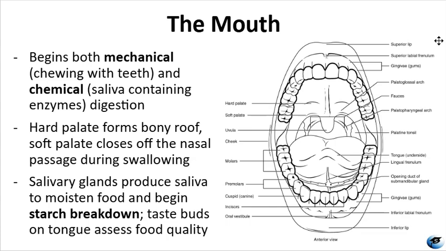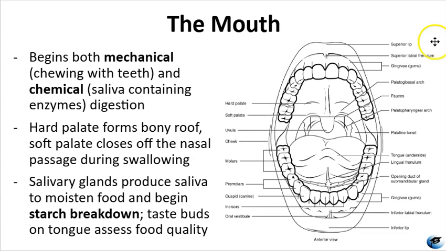Let's look now at the mouth. The mouth is where digestion begins, as we mentioned. This is where mechanical digestion starts via chewing food with the teeth. This breaks food into smaller pieces to increase the surface area, and at the same time it initiates chemical digestion through saliva. Saliva contains enzymes like amylase that start breaking down starches right away.